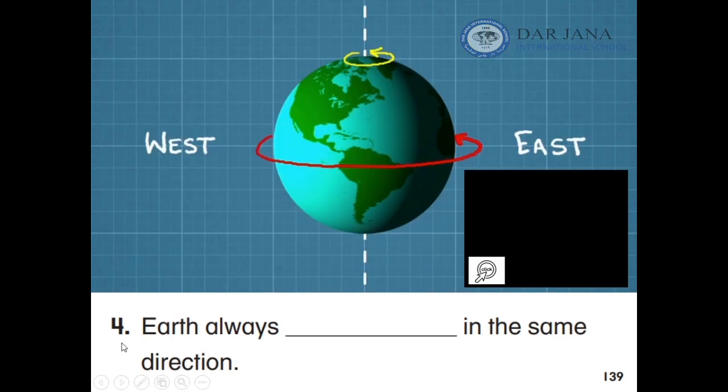Number 4. Earth always what in the same direction? So we need the verb here. Earth does what in the same direction? Earth always rotates in the same direction, from west to east.